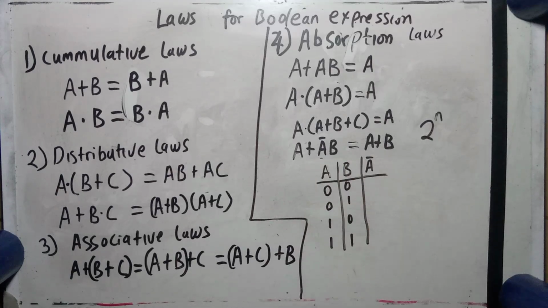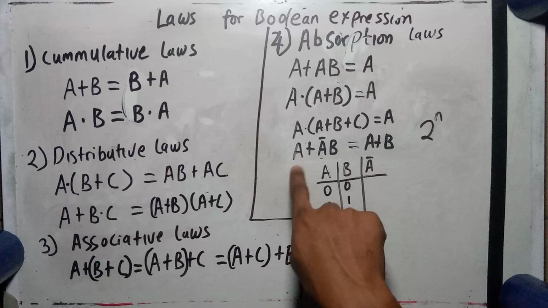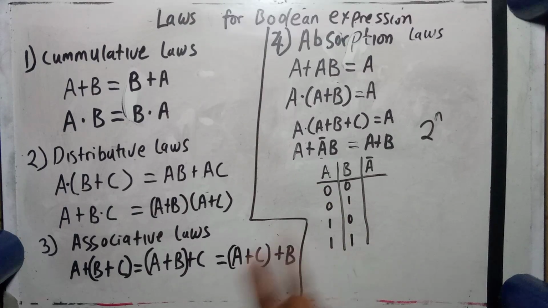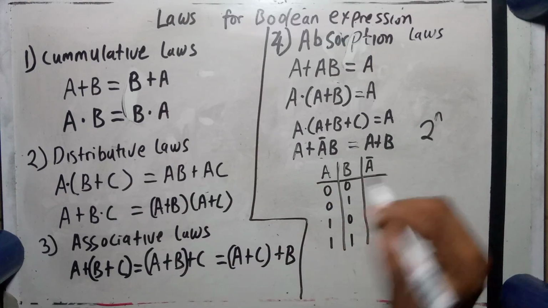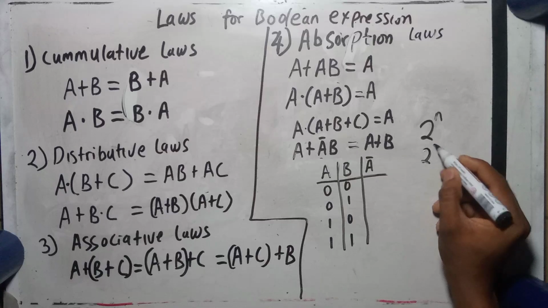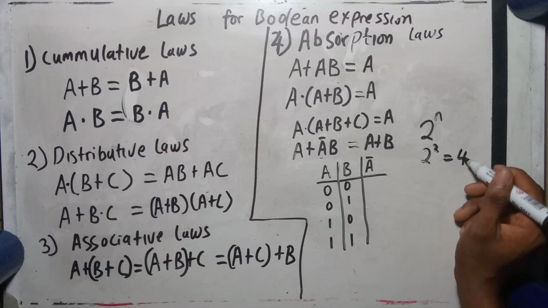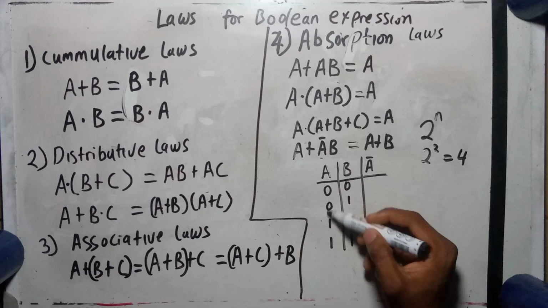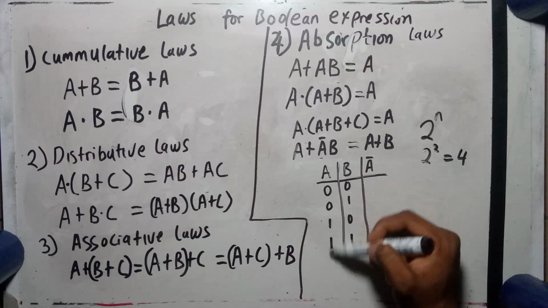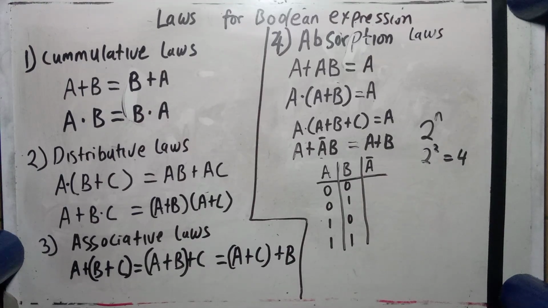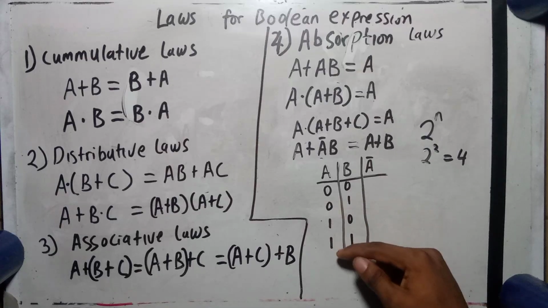A bar is not another alphabet. It's actually the negation of A. So it is dependent on what A is. So what we still have here is just 2 alphabets. So what we're having is 2 raised to power 2, which will give us 4. So this 4 represents the number of possible combinations that we are going to be having.